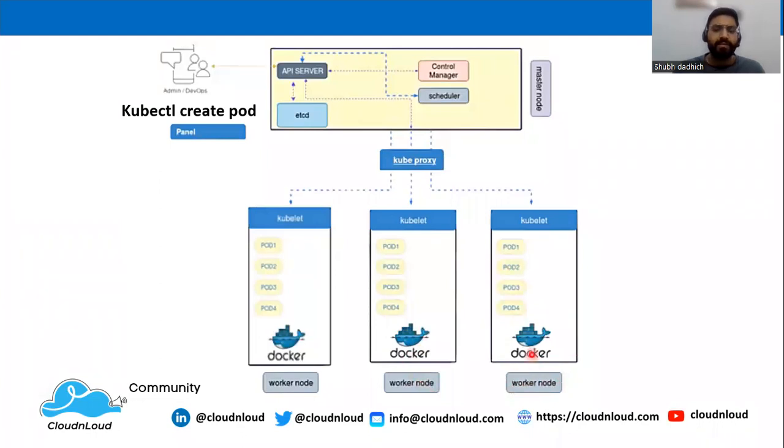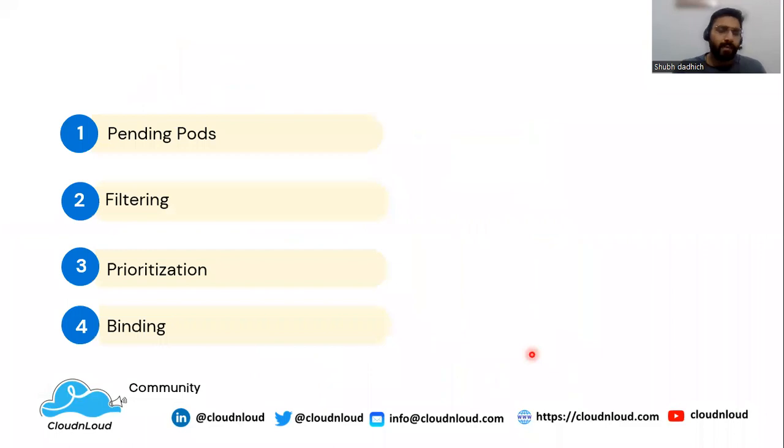Let's discuss some points on how the scheduler works. So here we have the pending pods. Now what are pending pods? Pending pods are those where the user creates a new pod. It is in a pending state until it is assigned to a node. Next is filtering. The scheduler filters the available nodes based on their capacities and any taints or labels that have been assigned to them.